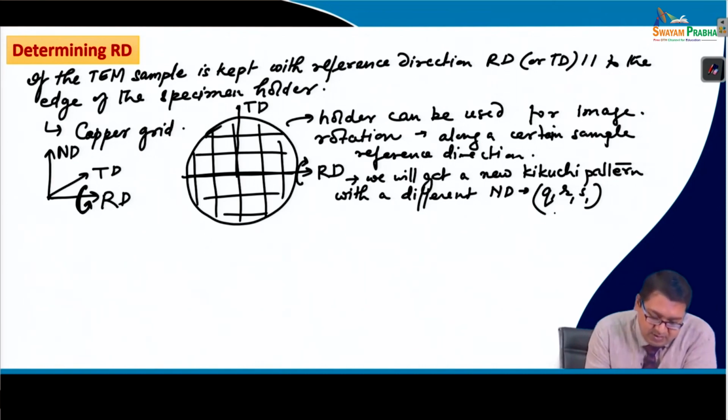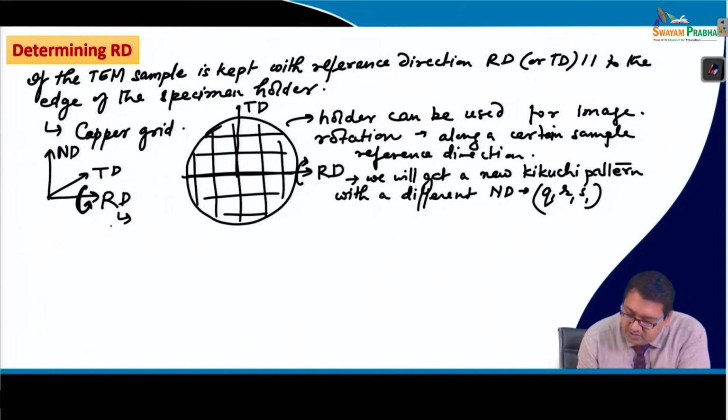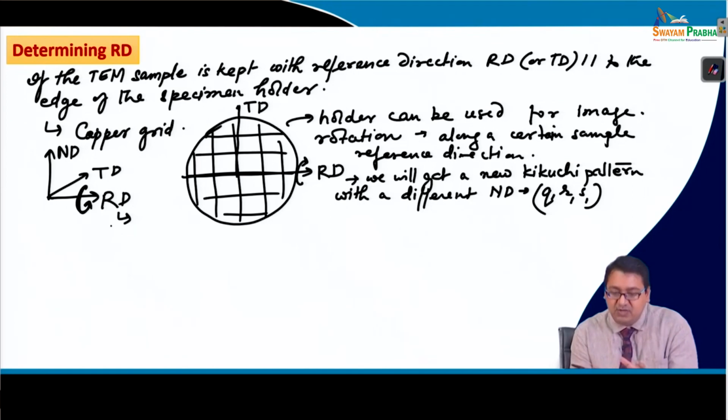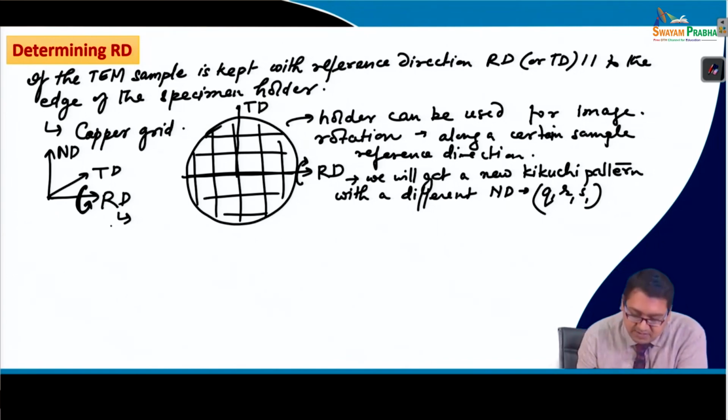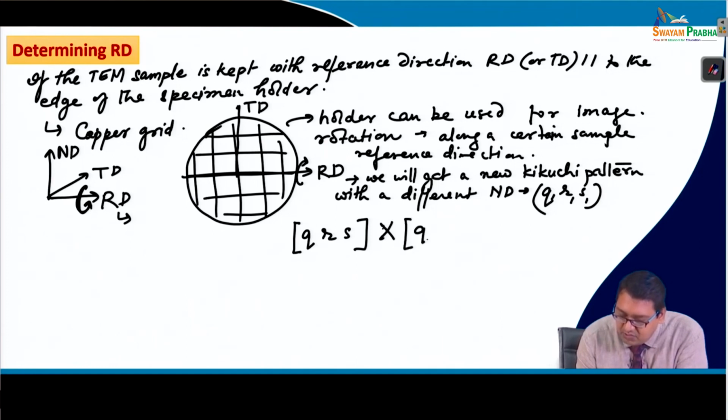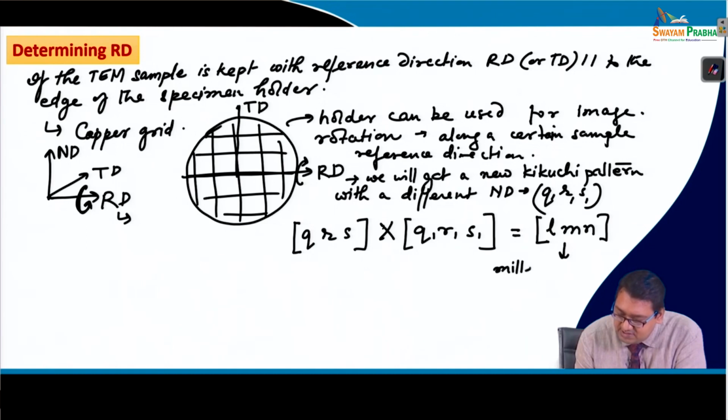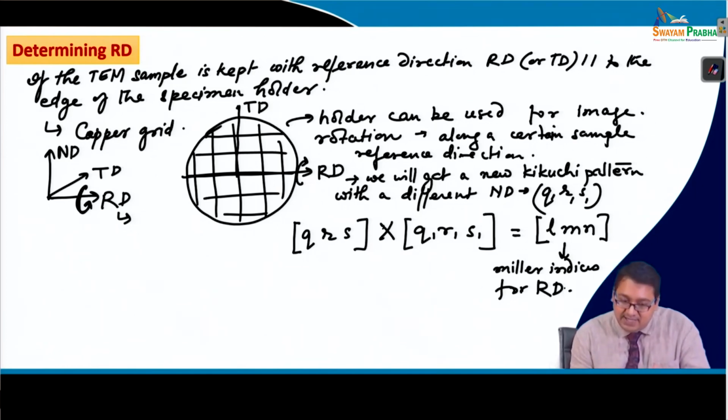So, if we can rotate the specimen along a certain RD, then we can get a new Kikuchi pattern, and this Kikuchi pattern will have a different ND, Q1 R1 S1. For the new Kikuchi pattern, we can find out this Q1 R1 S1, like how we have determined in the last few slides. Once we determine this Q1 R1 S1, we can do a cross product of the previous Q R S with Q1 R1 S1, which will give the Miller indices, say L M N, for RD. Because while we rotate the specimen, the ND is changing and the TD is changing.